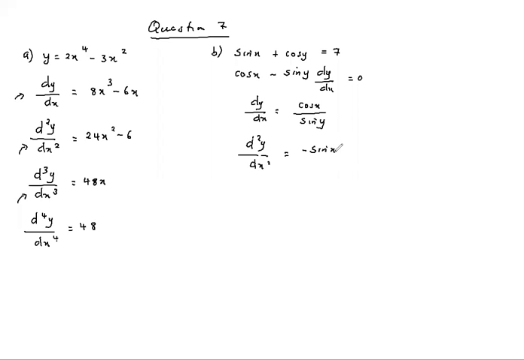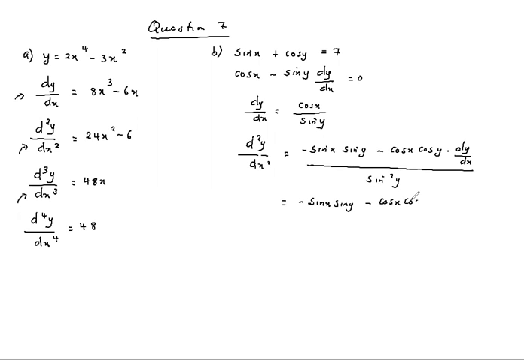That's quotient rule there, multiplied by sine y, minus the derivative of sine. So we have cos x. The derivative of sine is cos y. But because that is y, we have dy/dx over sine squared y. So it's not complete. So we have negative sine x sine y minus cos x cos y. We multiply by dy/dx.